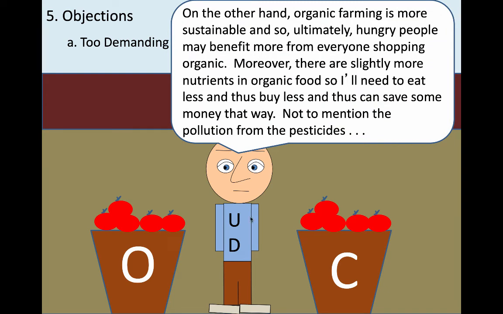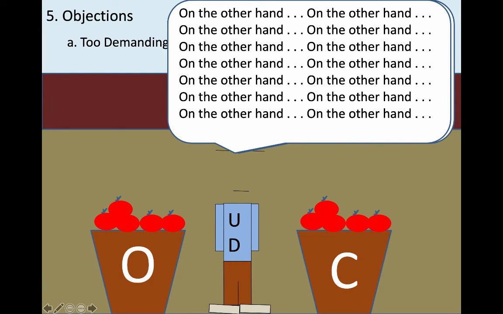On the other hand, organic farming is more sustainable, and so ultimately hungry people may benefit more from everyone shopping organic. Moreover, there are slightly more nutrients in that food, so maybe I can buy a little less. And eventually your head's going to explode. You're going to go back and forth, and there's a million considerations pushing in each direction, and you're never going to be able to figure it out. You're never going to be able to do something as simple as buy a tomato.